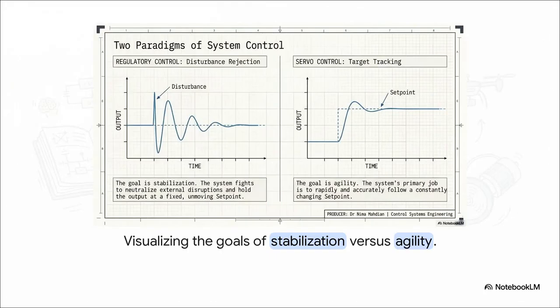When we look at these two paradigms side by side, their goals are literally night and day. On the left, regulatory control is just holding the line. A disturbance hits, the output spikes, and the system fights tooth and nail to stay still and get back to that fixed set point. But over on the right, servo control is all about agility. The set point moves and the system immediately races to catch up and lock on to the new target. It's stabilization versus agility. Burn this concept into your brain for test day.